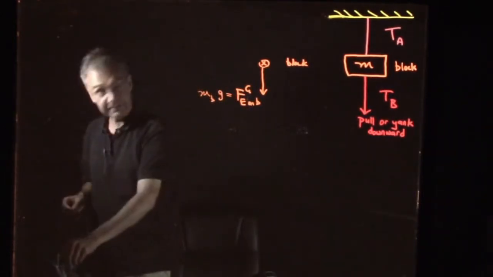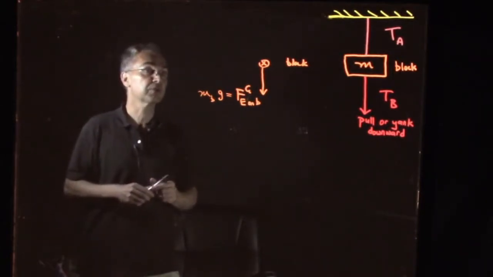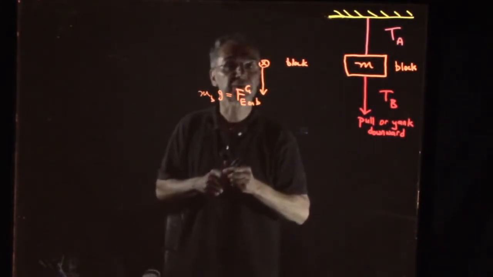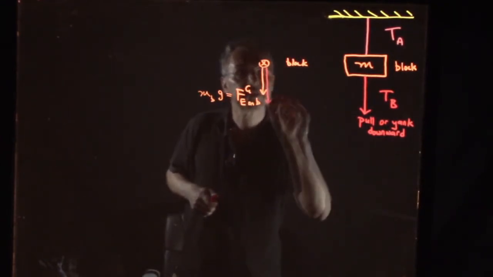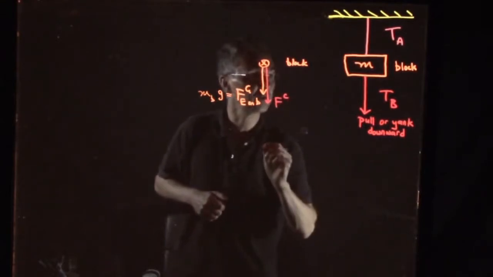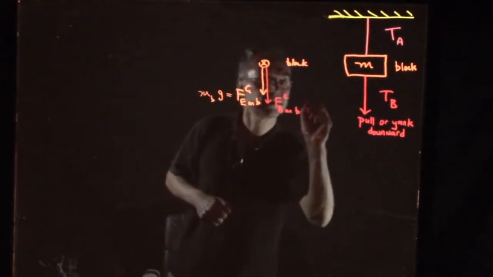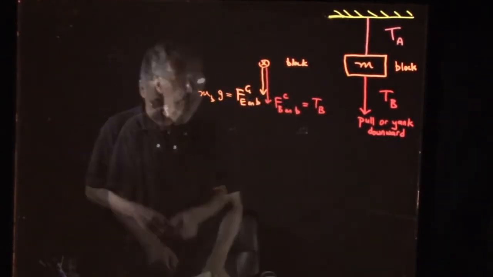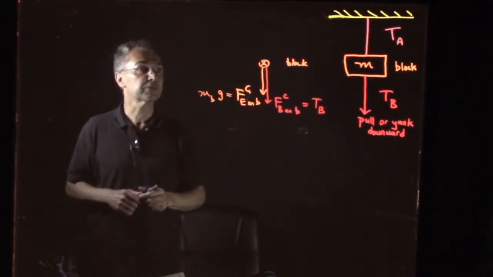Then I have whatever force is exerted by the lower string with which I'm pulling. I guess we don't know exactly how hard I'm pulling, but let's say it's probably pulling some decent fraction of the block's weight. So let's say I'm pulling with a force kind of like that. So this is the contact force, which is by string B on the block, and that force equals the tension in string B.